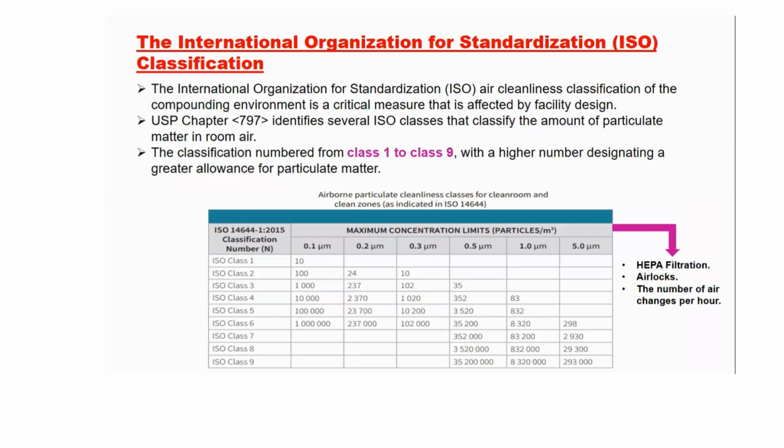As we can see together, the classification is numbered from class 1 to class 9. The higher the number, the greater the allowance for particulate matter. So ISO class 1 is the cleanest and ISO class 9 is the least clean. This can be achieved and controlled by HEPA filtration, air locks, and the number of air changes per hour.